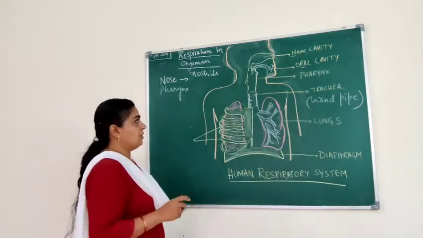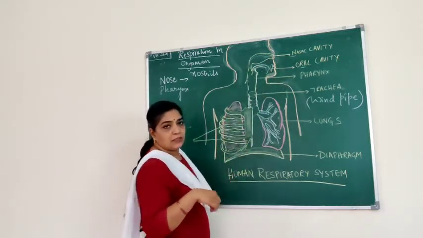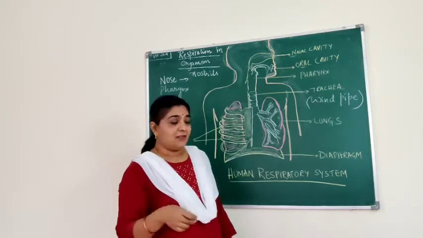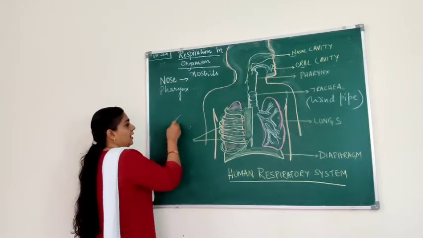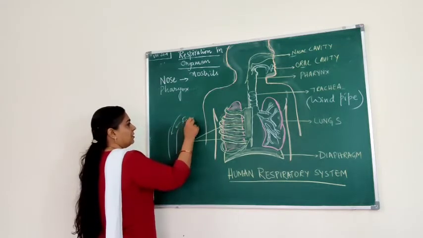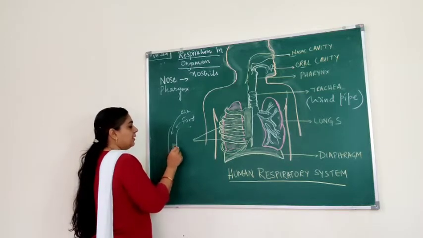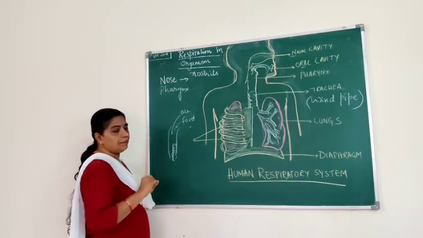Now the question is, the air is passing through a common passage, that is the pharynx. Food is also entering in the same passage. See, if this is the pharynx, food is also entering, air is also entering. Common passage. And we have the trachea here, this is the windpipe. Both are entering into the same passage.